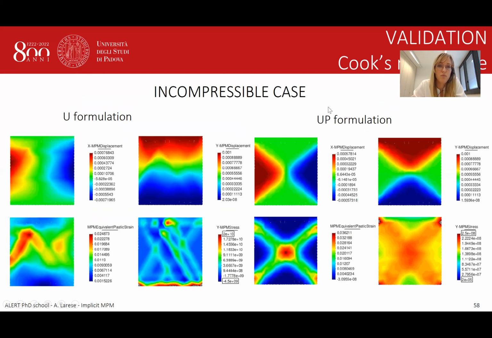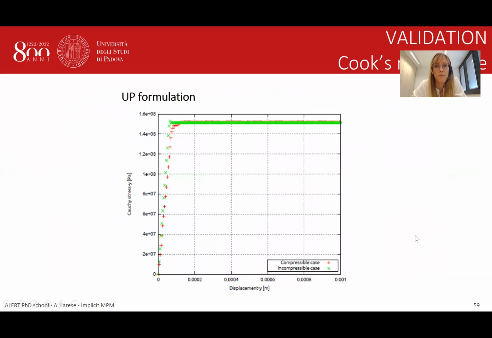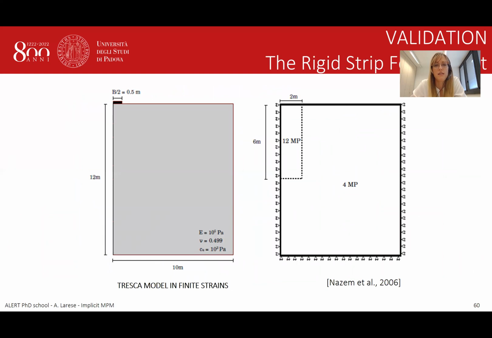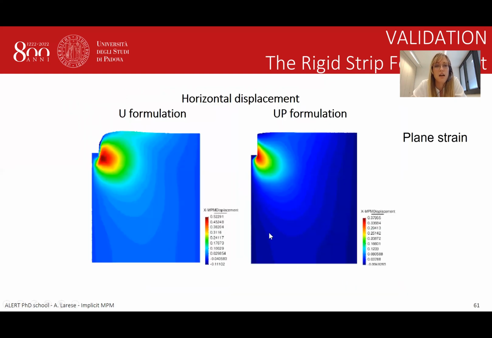But if we go to the incompressible case, then you see how the U formulation completely fails, while the UP formulation continues to work well. Okay, that's the same results. If we go back to the original rigid strip footing example we saw before, we can now see the comparison between the U formulation and the UP formulation, which is much more similar to reality.